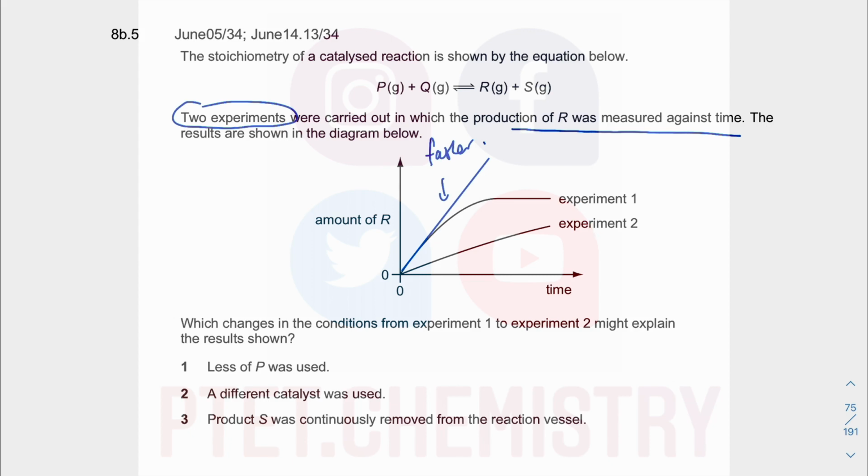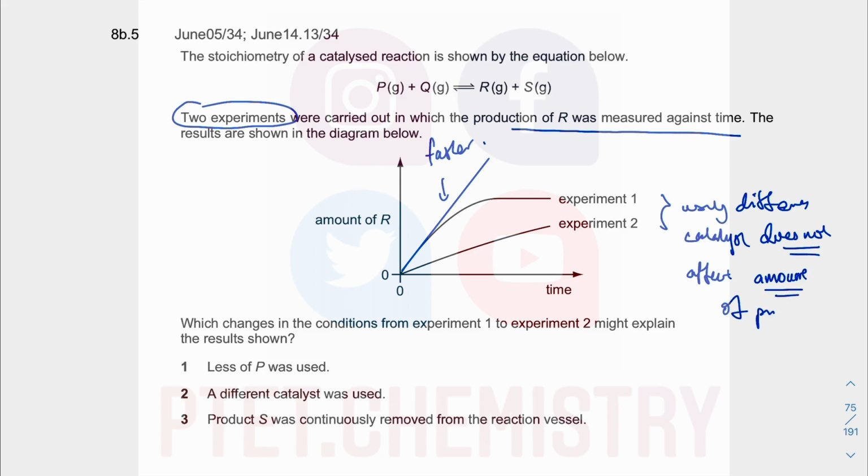Okay, what else can I say? Here is just a moment in time. They do not tell you that the reaction is complete or not. Experiment 2 is just using a different catalyst, and as you know, using a different catalyst does not affect the amount of product. A catalyst does not affect how much equilibrium product you get. It simply affects how fast you reach equilibrium. So always a very confusing question.